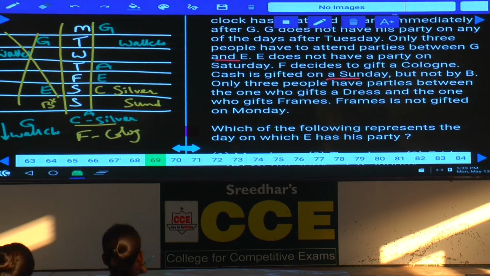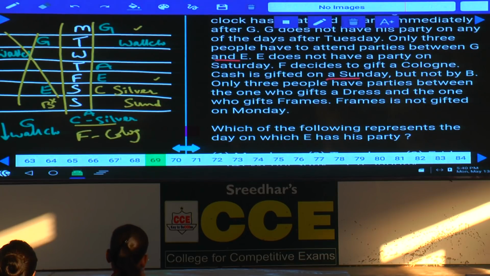Next one, 3 people have parties between dress and the one frame. Dress and frames, there must be exactly 3. Hence, if Monday is dress, then 1, 2, 3, frames will be on Friday. Or if frames is on Monday, dress will be on the other end. Hence, either Monday or Friday for dress and frames.